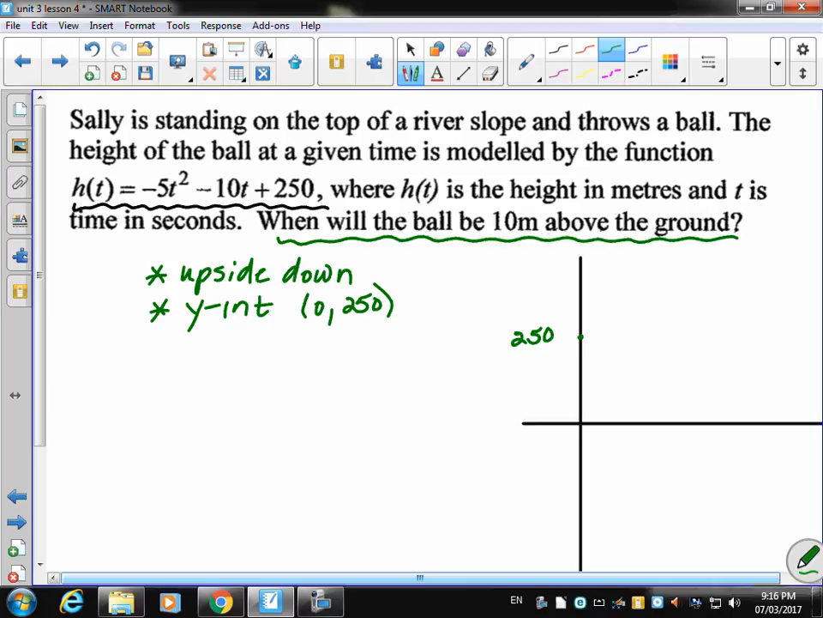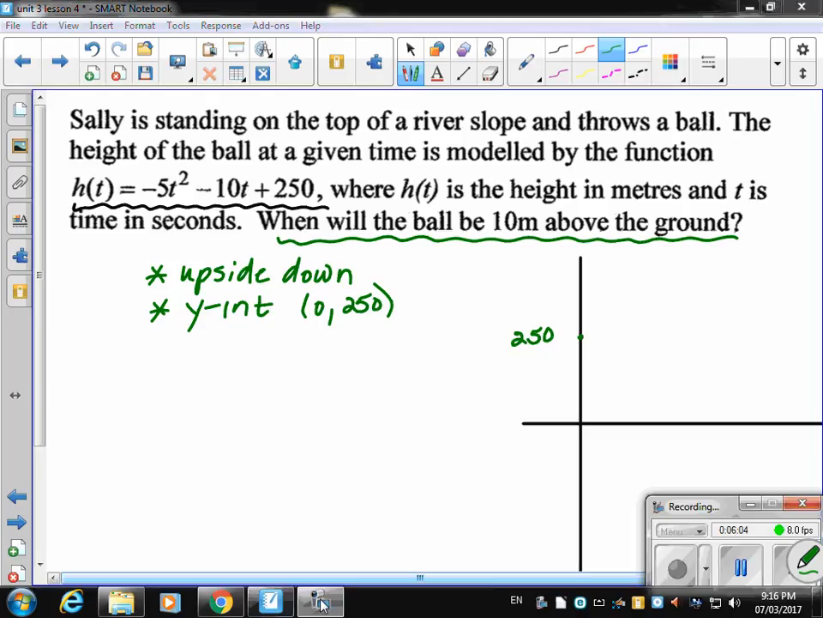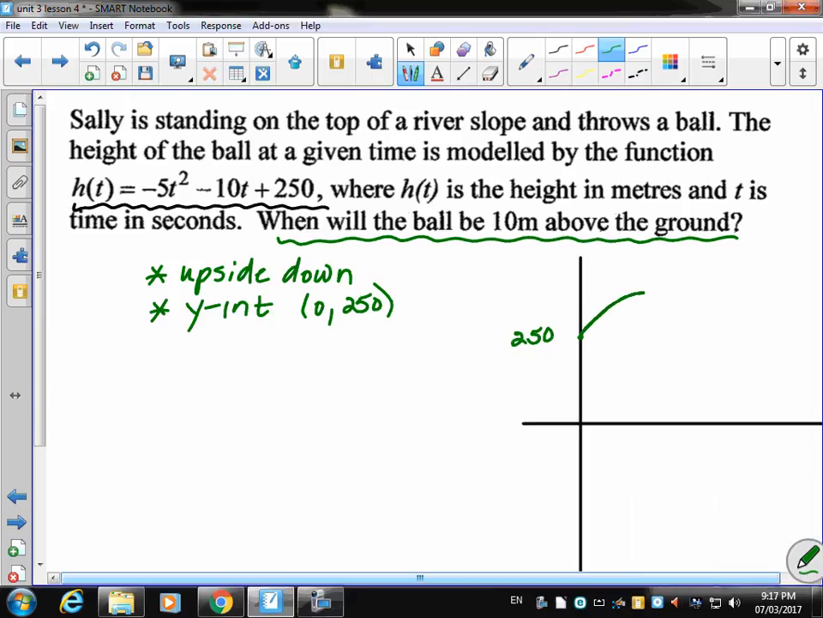Okay, let's draw just a really rough graph. So the ball is thrown from this high river slope. It's a strange question, isn't it, when it's 250 meters in the air for a river slope. But anyways, she throws it, and you're probably going to have a t-intercept that doesn't make any sense.